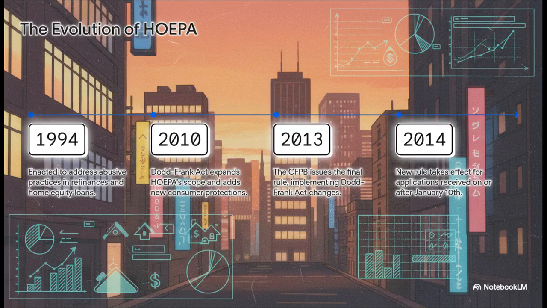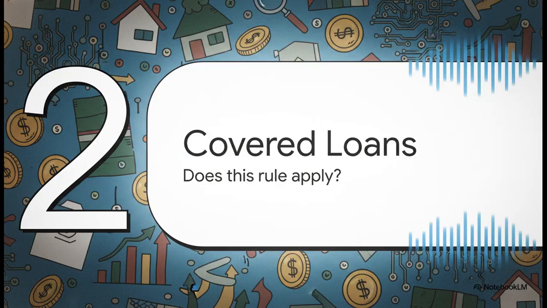You can really see the evolution right here. HOEPA started way back in '94, but the real game changer was the Dodd-Frank Act in 2010. It didn't just make a few small tweaks, it blew the doors open, expanding HOEPA's reach to cover way more loan types. Then, the CFPB's 2013 rule put all those changes into action, creating the system we've been working with since early 2014.